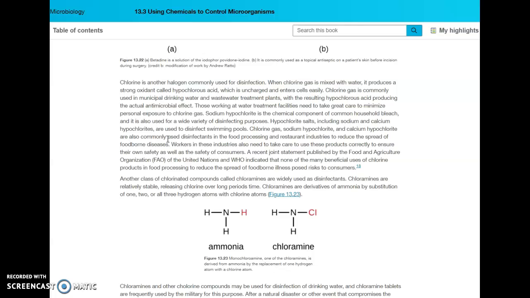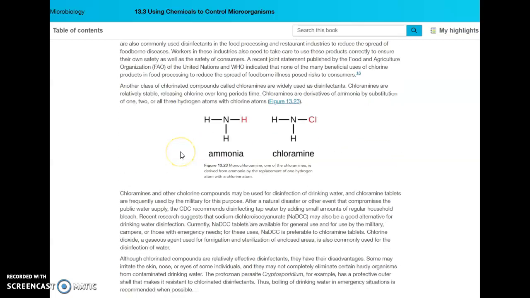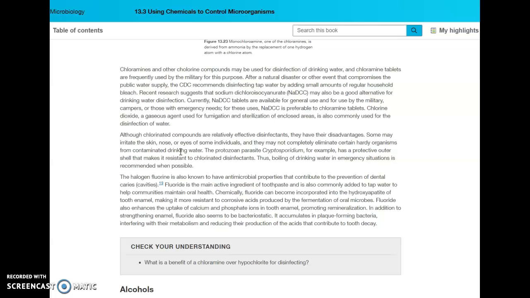Chloramines are another form of chlorinated compounds. They are stable and can release chlorine over long periods of time. Again, used for drinking water. They can be in tablet form. So if you're out hiking or you're camping, you can use these tablets to disinfect your water and for other needs. They are not typically used as antiseptics because they can irritate skin.